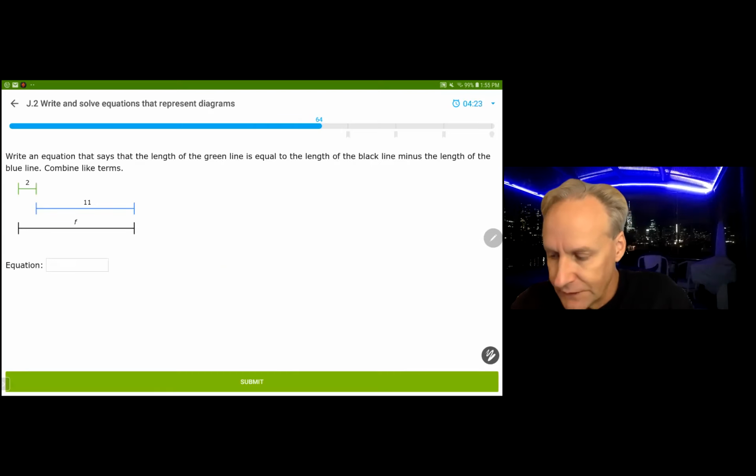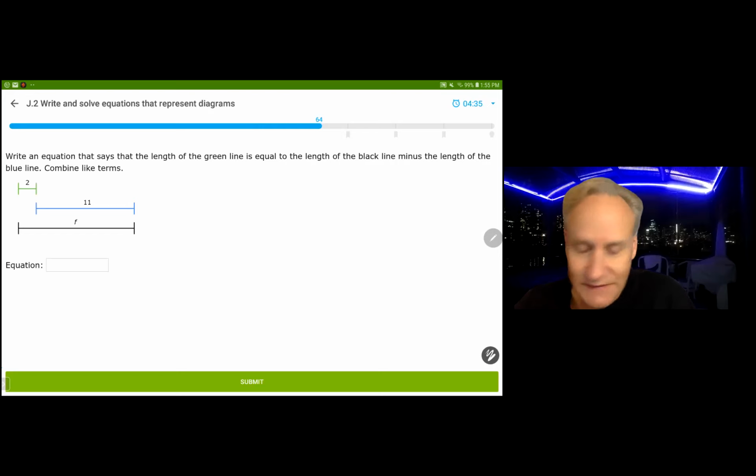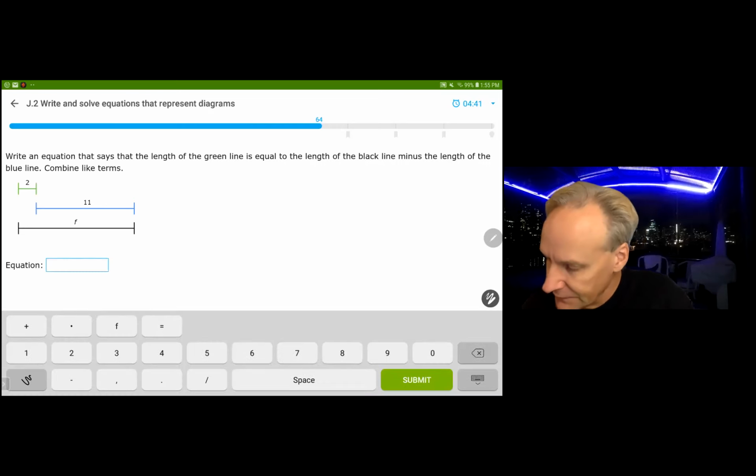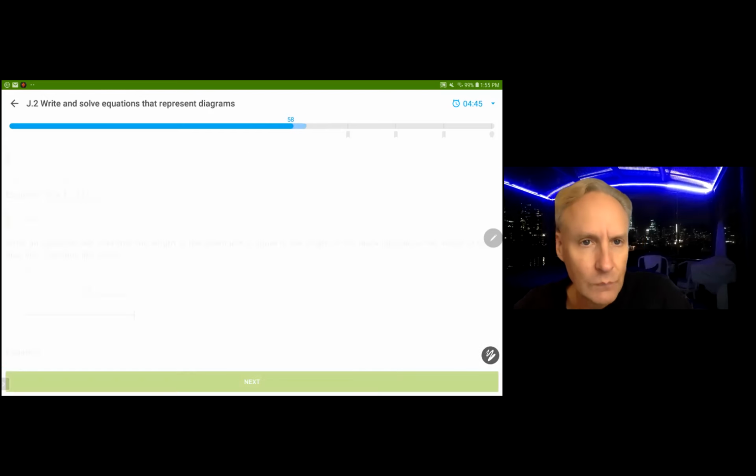Now, hopefully you can figure this one out. F is equal to 11 plus 2, but I'm not sure if we're supposed to, oh, it says to combine the like terms. So they tell me to. So it's f is equal to the whole thing, so it's 13. So this is literally saying f equals 13, isn't it? What?